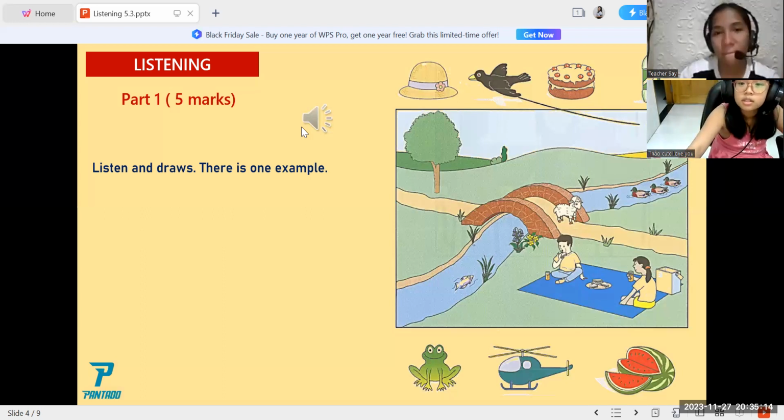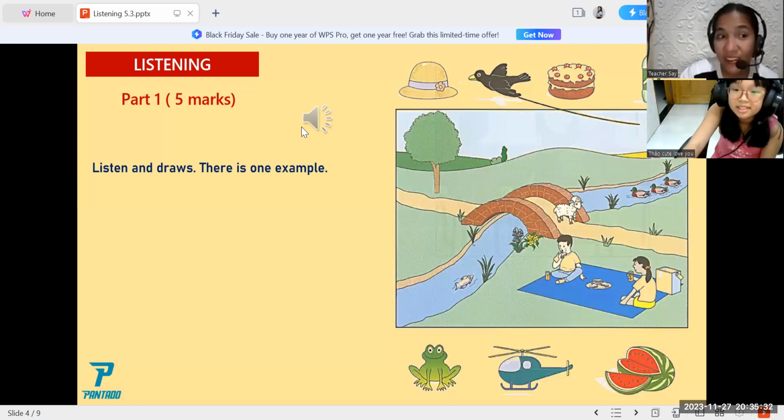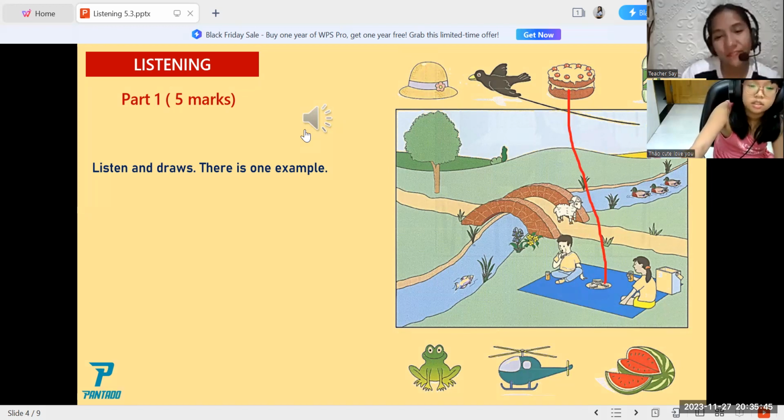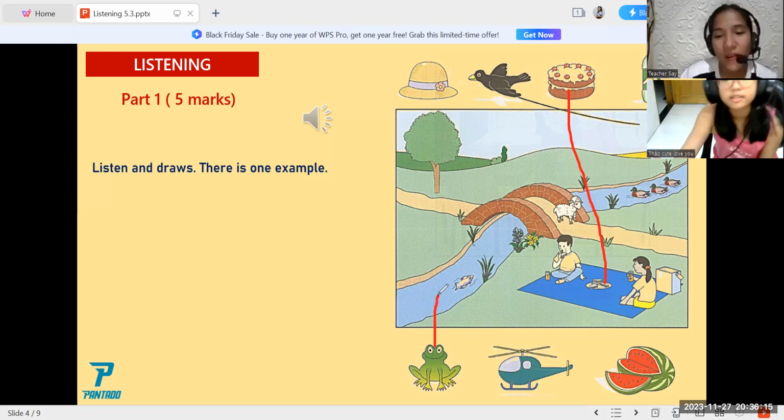One. Put the cake between the two children. Sorry, put the cake where? Between the children. Right. Teacher, can I put the cake between the two children? Okay. Two. Now put the frog in the water. In the water? Yes. Put it behind the fish. That's good. A frog behind the fish. Is the frog behind the fish and in the water? Okay, very good. How about the next one?